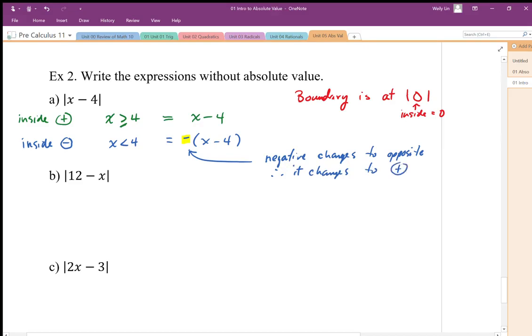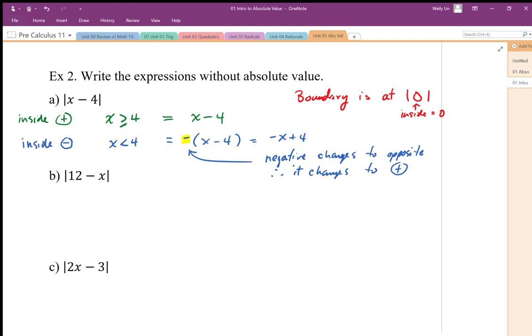So we go from an inside negative to an inside positive when we apply that negative. Some people like to write it slightly differently, and they just do negative x plus 4. So let's check this. If x is equal to 3, we end up with 3 minus 4, which is negative 1. Absolute value equals 1. Well, it will be the same as 4 minus 3, which is positive 1. So it keeps everything positive if we keep this domain.